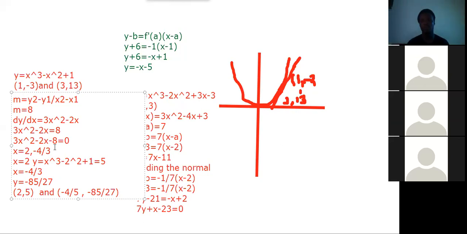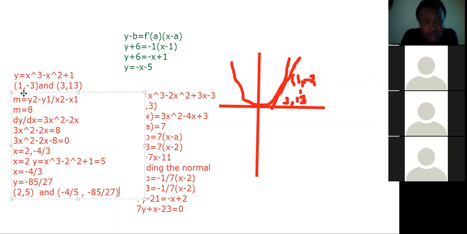Sir, please, how did you find the second coordinate? Did you use the f prime? You realize that to find the coordinates, we equated f prime of x to the gradient we found using the coordinates we were given in the question, and we were able to find the x values. Now, after finding the x values, you are supposed to find their corresponding y values.